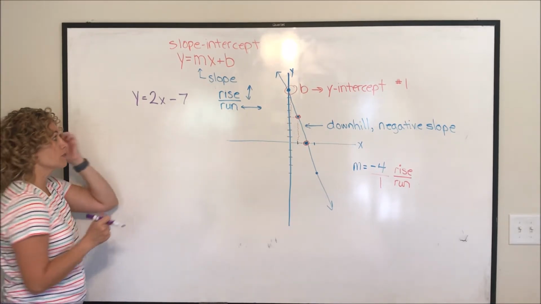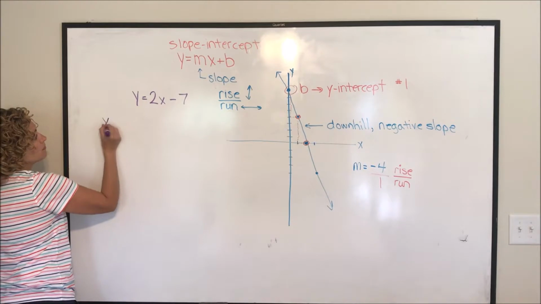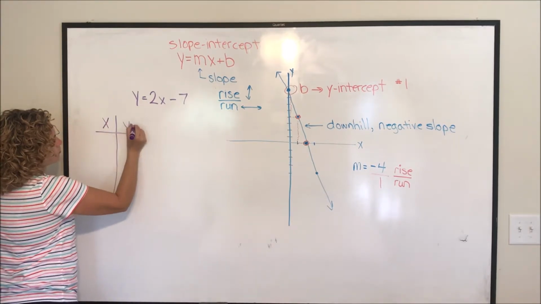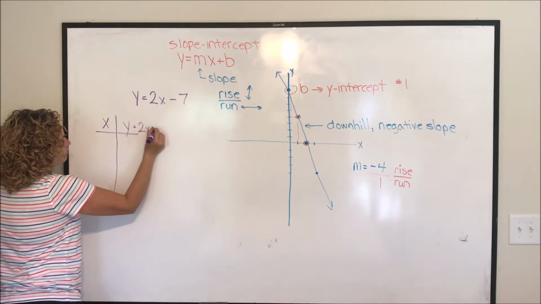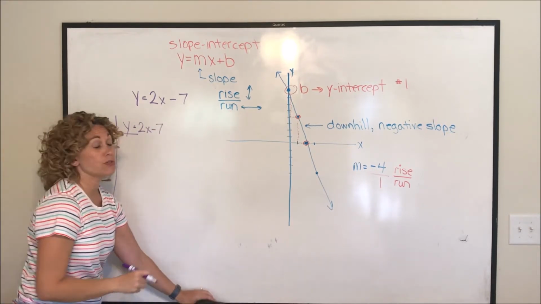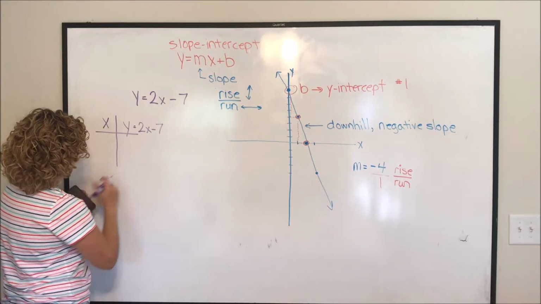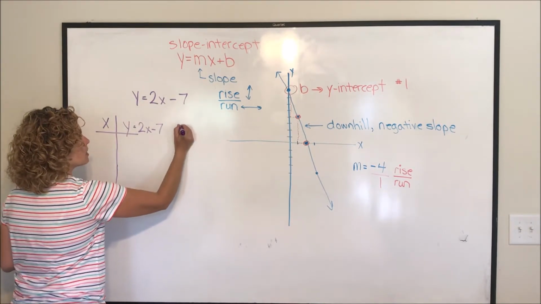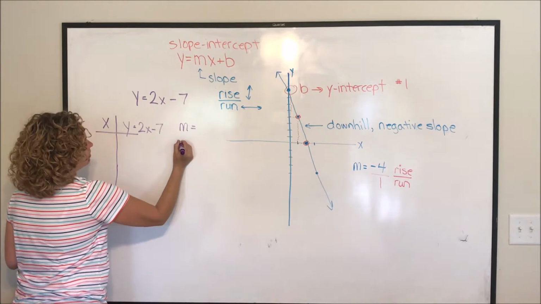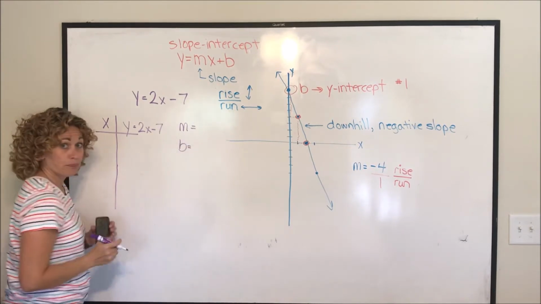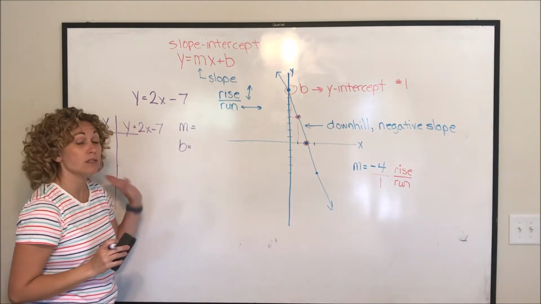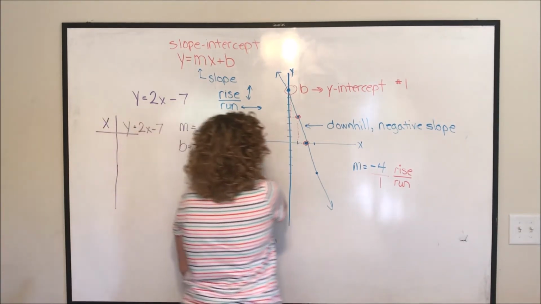So all you need to do is either a table or you need to use your slope-intercept. Okay, I would like you to also tell me what your slope is and your y-intercept is. Okay, and then you're going to go ahead and put it on a graph. So go ahead and push pause and go ahead.